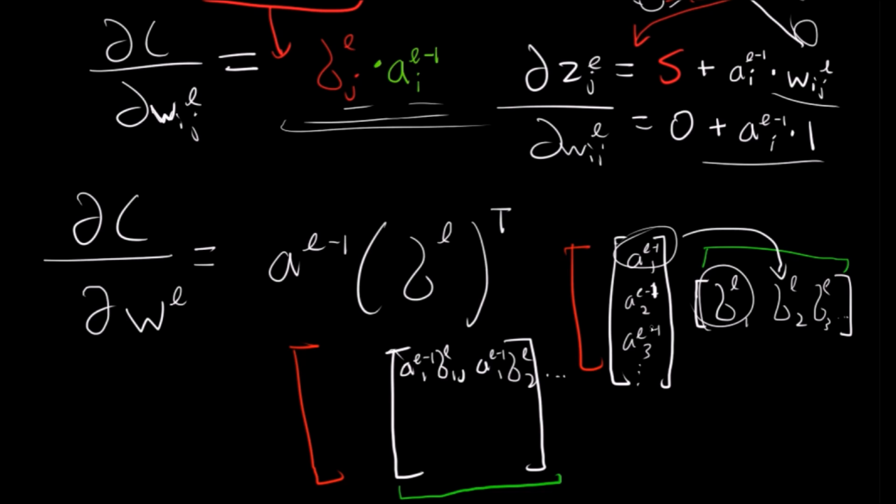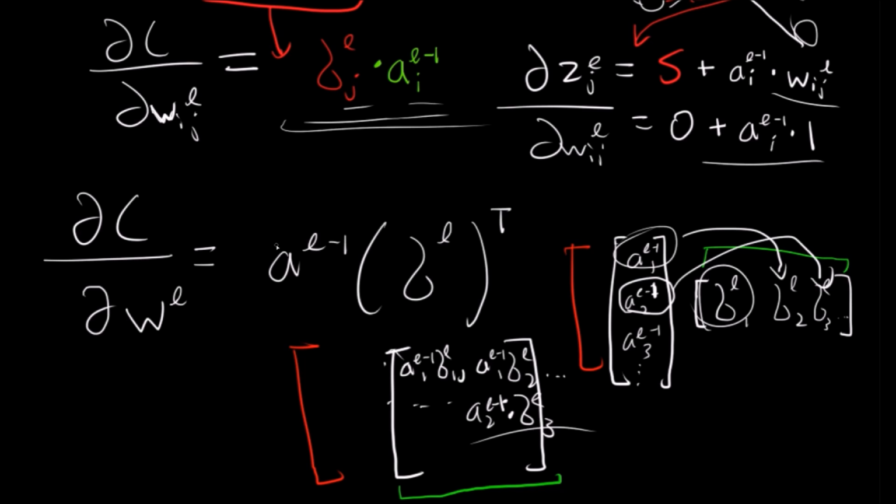W21 or W23. Okay, so W23 is going to be here, 1 2, right? So 1 2 3 should be right here, and that's going to be a^{L-1}_2 times δ^L_3. And so we have exactly what we expect here.